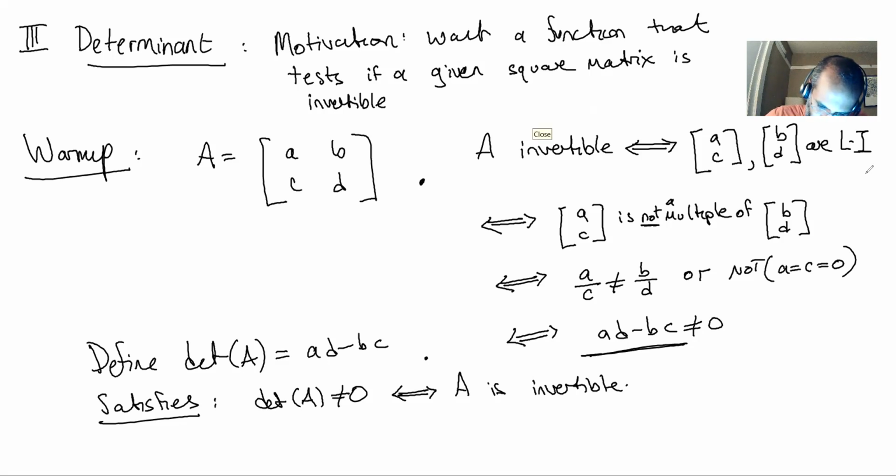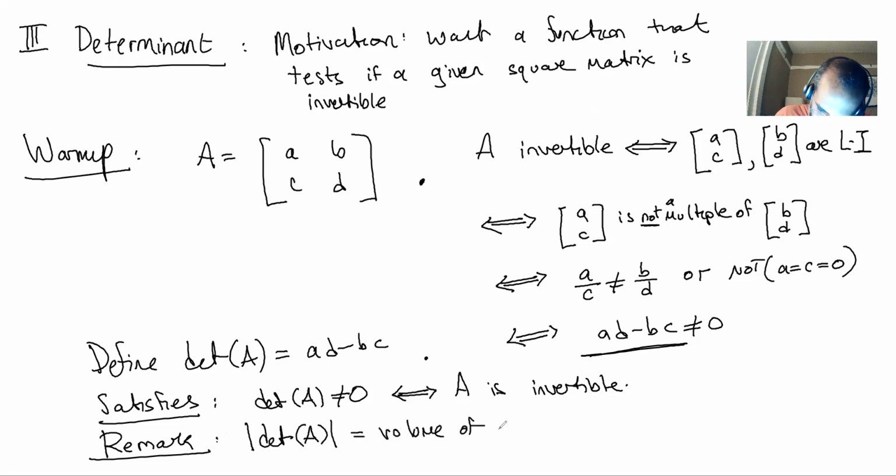So now, I want to make one more remark. What does this quantity mean? This quantity actually has a geometric meaning, which is important for intuitively thinking about this. So, remark: the absolute value of the determinant of A in this context is the volume of the parallelogram with sides given by the columns.